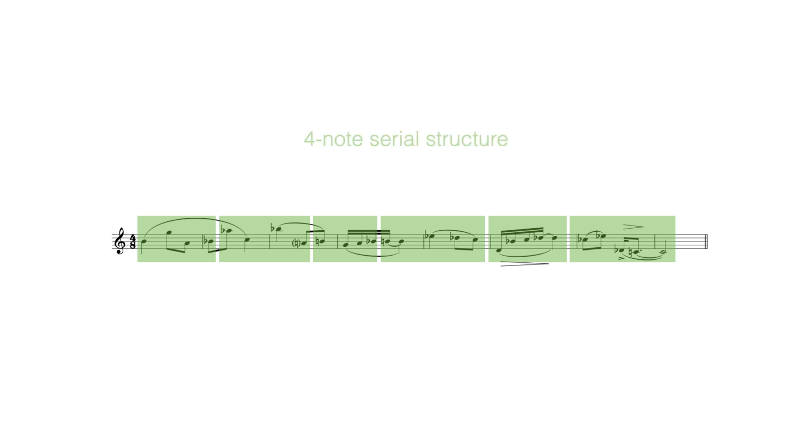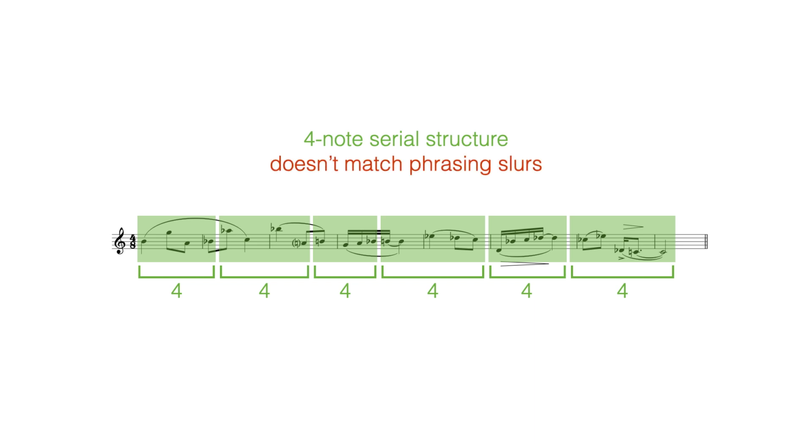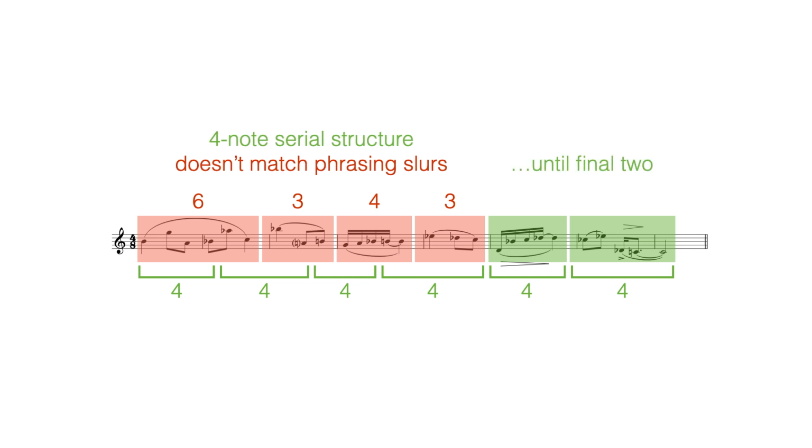You may have noticed how often the actual music, its rhythm and phrasing and articulation, contradicts this grouping into four-note units. Just considering the phrasing slurs, we have a group of 6, a group of 3, a group of 4, but the wrong 4, a group of 3, and only at the very end do we get two phrase groups that actually coincide with the four-note serial structure. And of course, the melodic leaps also obscure the four-note groups.